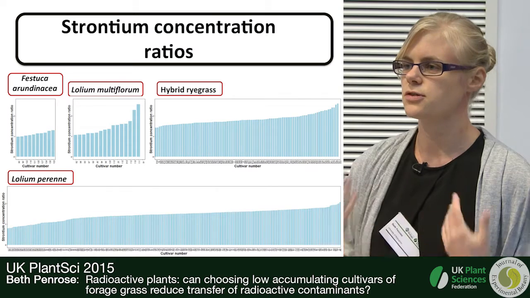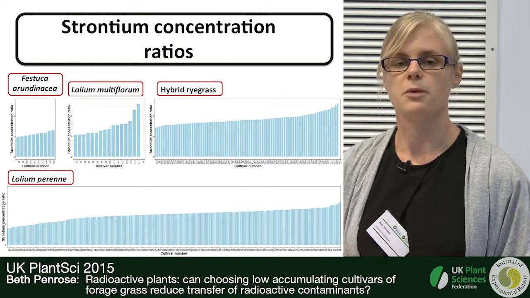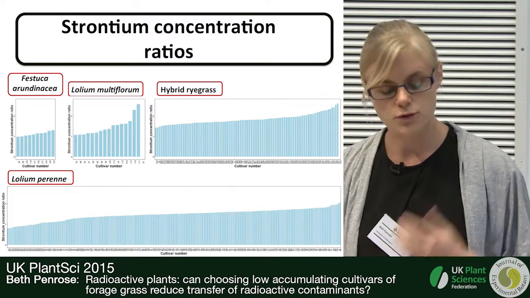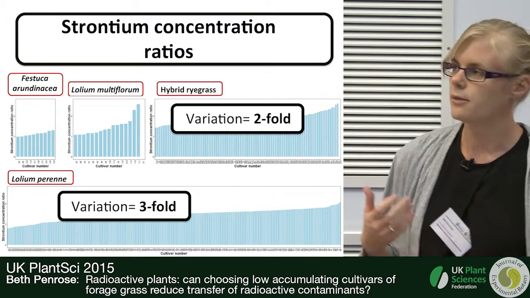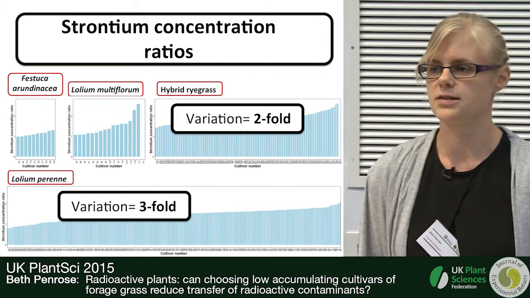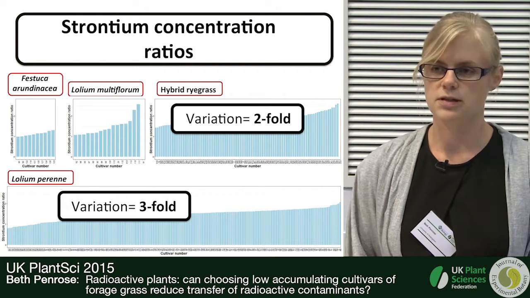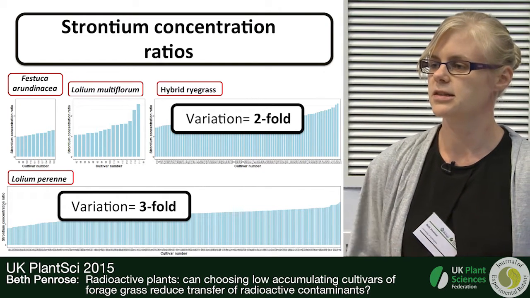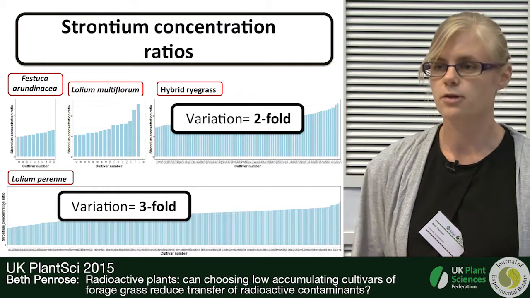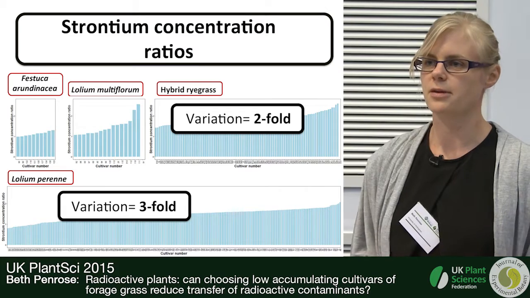As you can imagine, strontium, being very similar to calcium, is very strongly controlled by the plant. And therefore, you do get some variation, but it is smaller than it is for cesium. But a reduction of strontium by threefold just by planting a different cultivar, that's not bad news, really. That's pretty good in a sort of contamination situation.